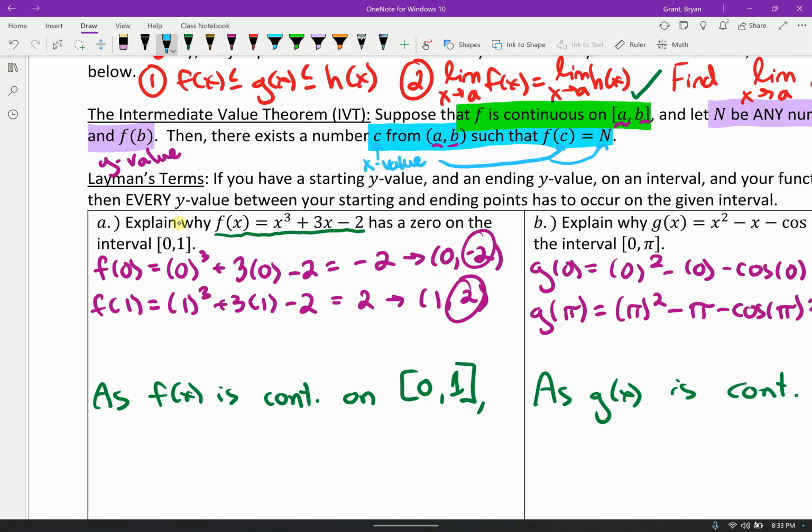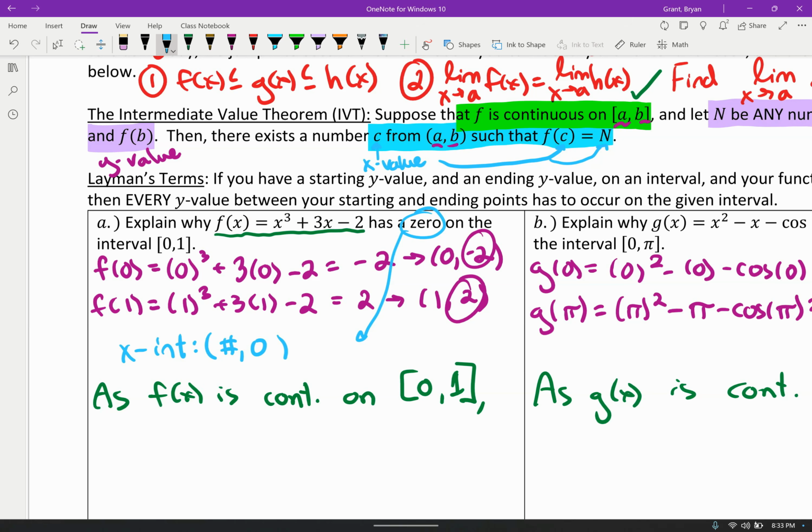A, I think. Explain why f of x has a 0 on this interval. Now that's actually a little bit more complicated. So let's examine the idea of a 0. A 0 we just talked about is like a root. That's an x-intercept. And an x-intercept always has the form some x value comma 0. Think about that. That'll move you along the x-axis.